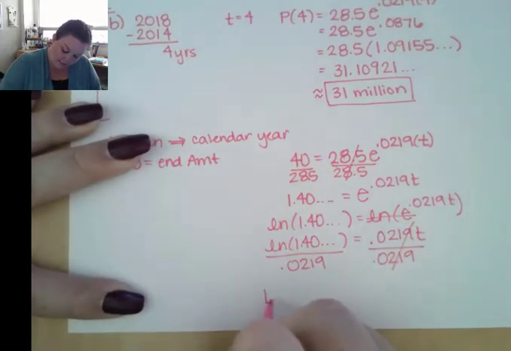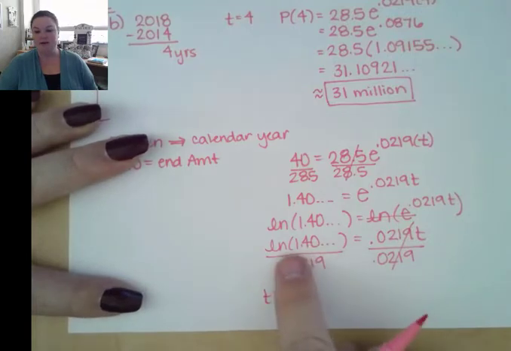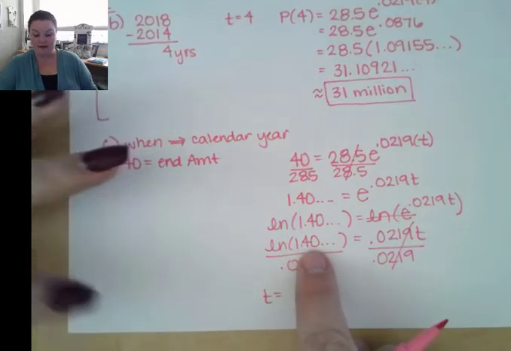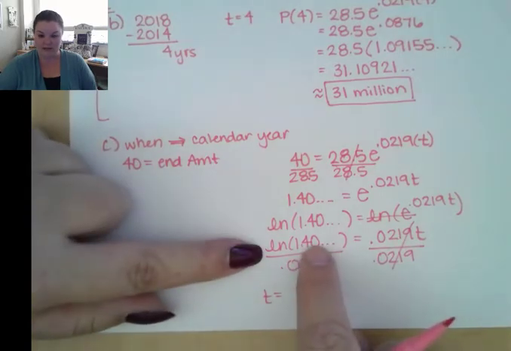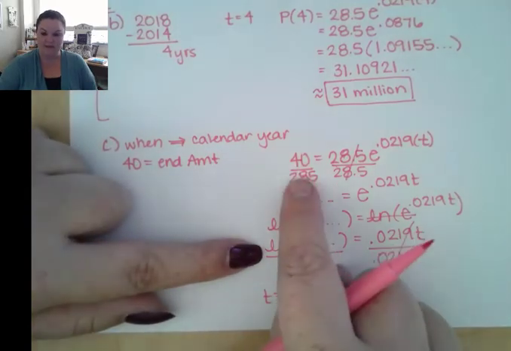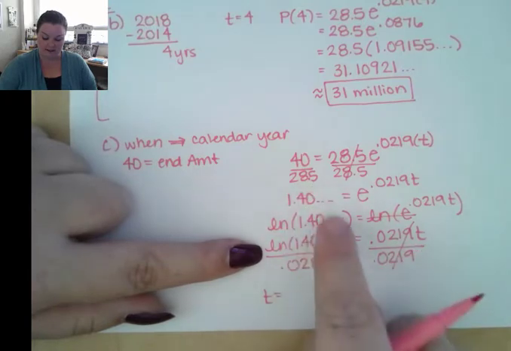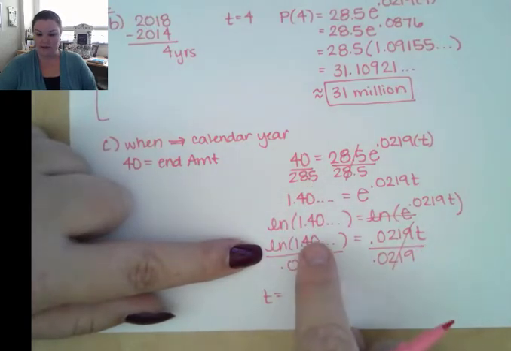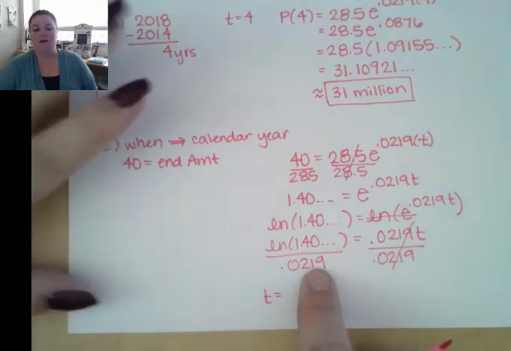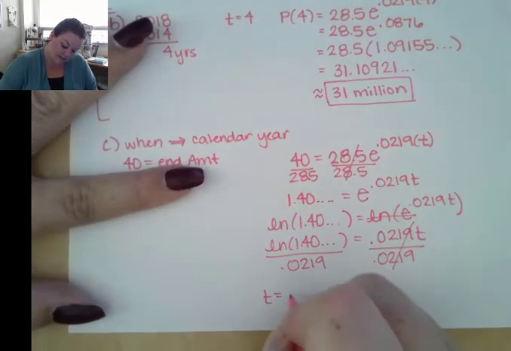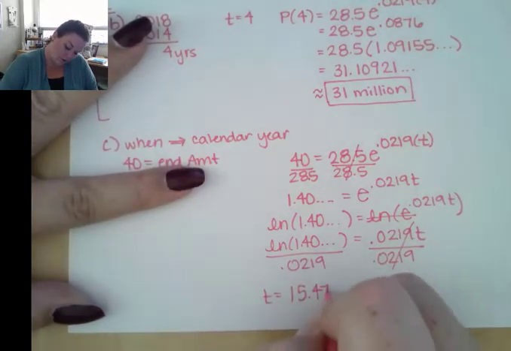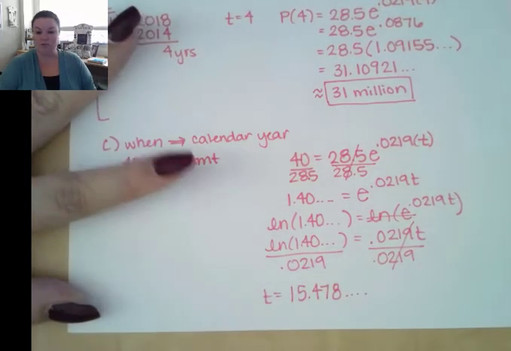So t is equal to, in my calculator, ln of this value. Now remember, we want to leave all of our decimal places till the very end, so don't round this. This number came from doing 40 divided by 28.5. Then we take ln of that decimal and divide it by 0.0219. That should give us 15.478 and some more stuff.